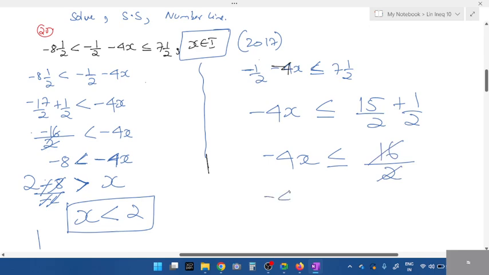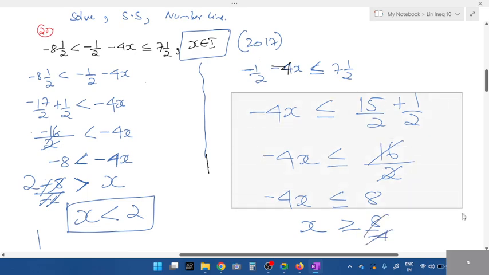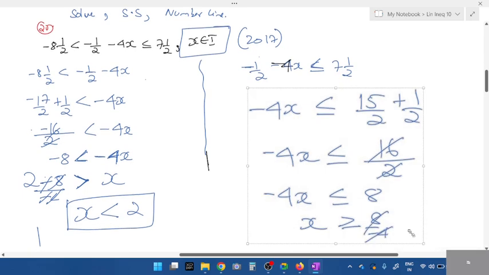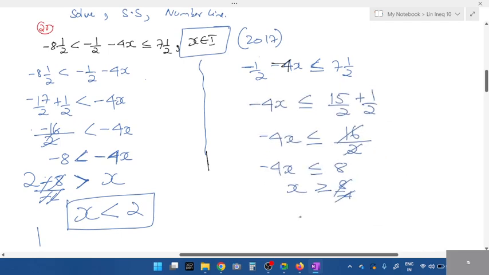16. So minus 4x is less than or equal to 8. What happens to the sign, students? We are going to divide by minus 4. What happens to the sign? It becomes greater than or equal to minus 4. So what's the final answer? X is greater than or equal to minus 2. Very good.